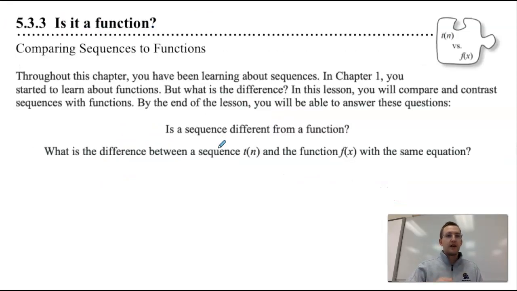Awesome. So moving on. 5.3.3, is it a function? We're going to compare sequences to functions today. Throughout this chapter, we've been learning about sequences, both arithmetic and geometric. In Chapter 1, we started to learn about functions, but what is the difference? Today, we will compare and contrast sequences with functions. By the end of today, we should be able to answer this question. Is a sequence different from a function? What's the main difference between a sequence, T of n, and the function f of x with the same equation? So that's what we should be working towards today.